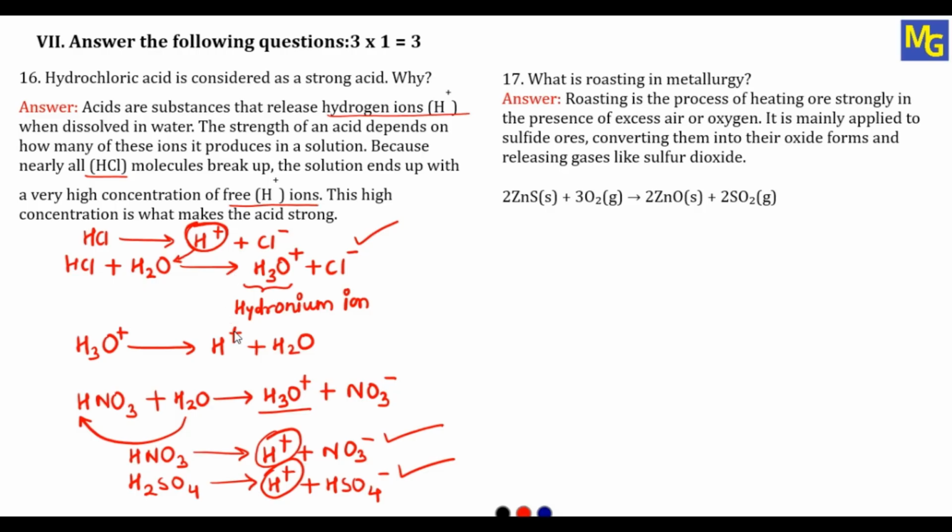And if it happens, the solution will have more H plus ions. As I told, the strength depends on how many of these H plus ions are present. If H plus ions are more, the acid will be strong. If H plus ions are less, the acid will be weak. And here I told HCl will split completely to give more H plus ions, and therefore HCl is a strong acid. So this is the answer for this question.